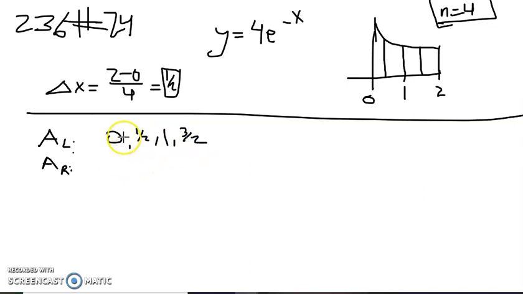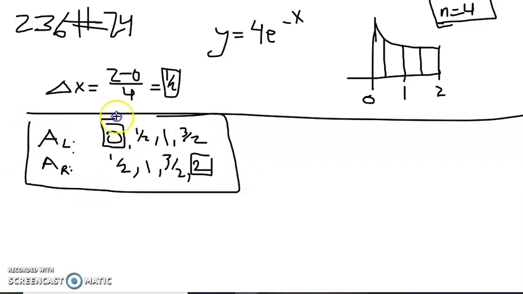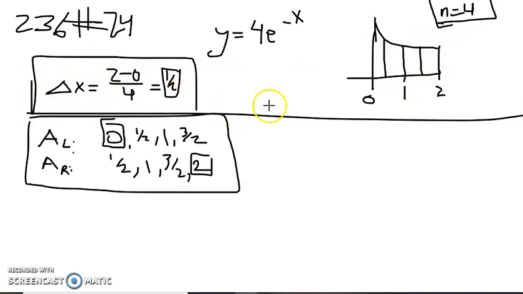Those are left endpoints. Notice one of them is 0. And then for the right endpoints, we have 1/2, 1, 3/2, and 2. Notice the only difference between these is that here we're using A and the 3 points in the middle, and here we're using B and the 3 points in the middle. That really is something to notice later on. So this, together with finding delta x and drawing the picture, is step 1 from the previous videos.